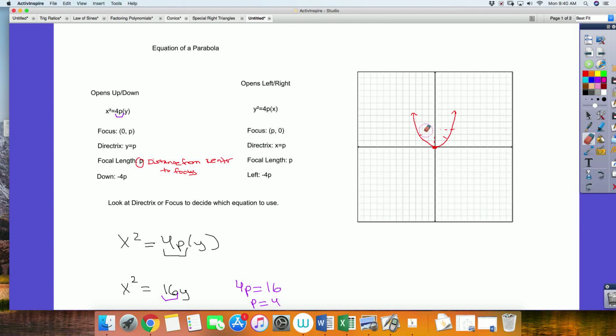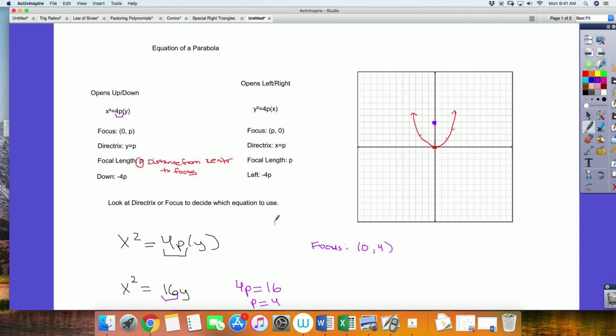So that means in this equation for my parabola, my focal length is 4, so I go up 1, 2, 3, 4. And that means that my focus is at 0, 4. Notice how it's 0, p-value, so 0, 4.